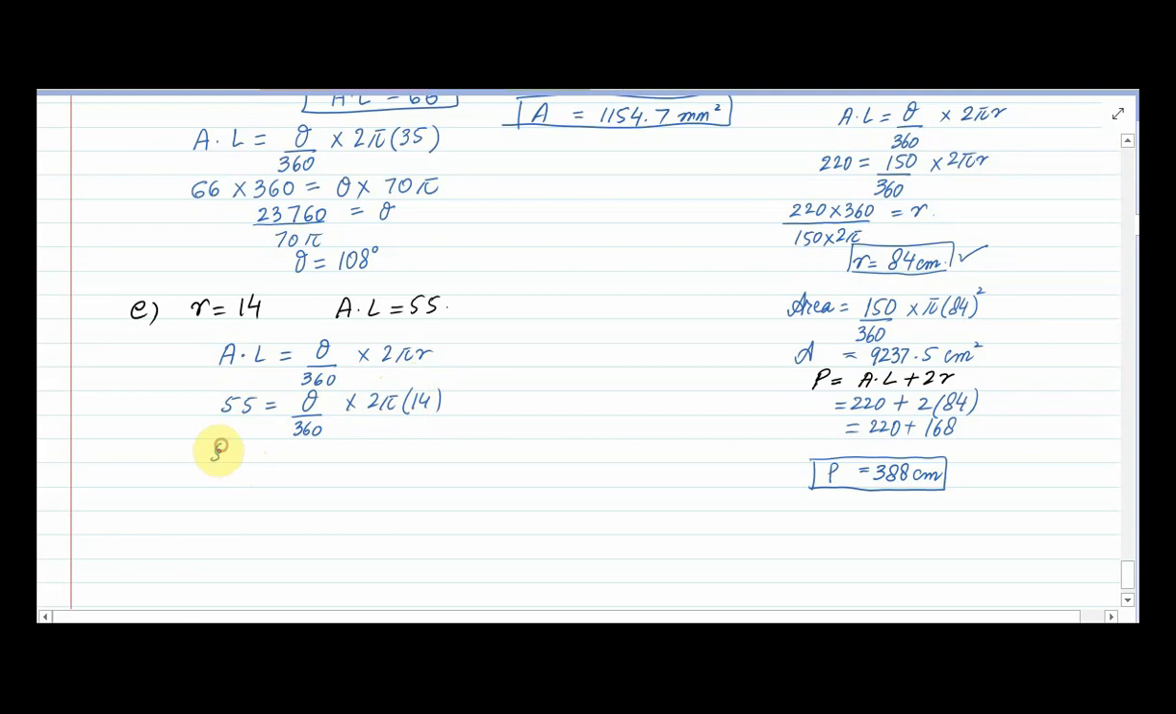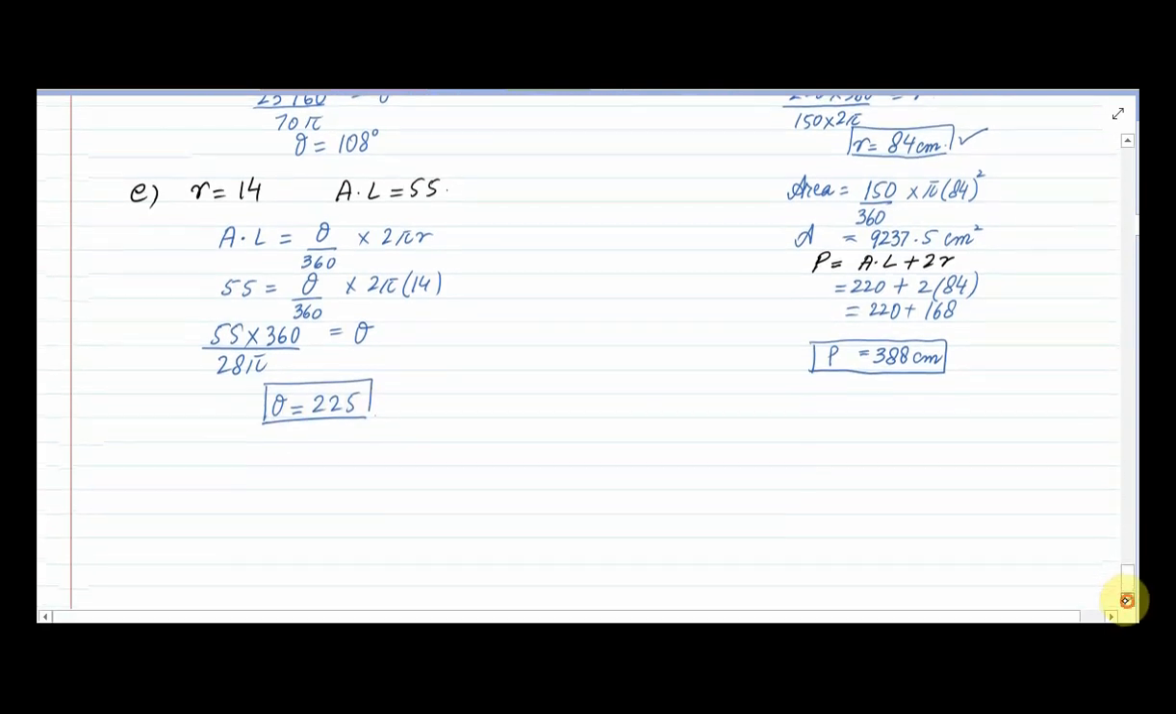Now 55 times 360 divided by 14 times 2 is 28 pi is equal to theta. We made theta the subject of our equation. Simplified, 55 into 360 divided by 28 divided by pi. So it's 225. That is the value of theta, right? Now theta is known and radius is known, that means now you can find all the perimeters.